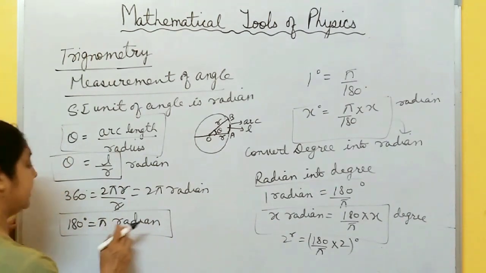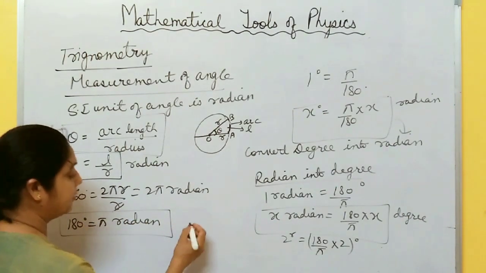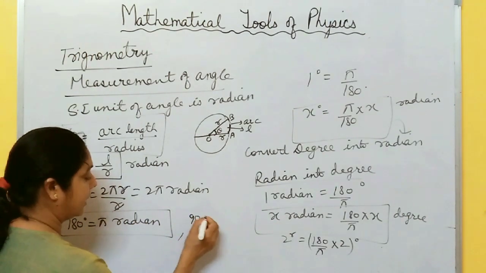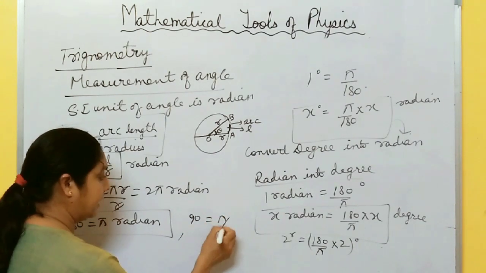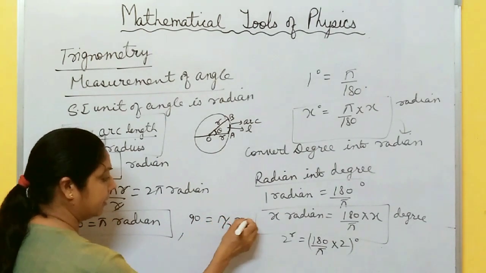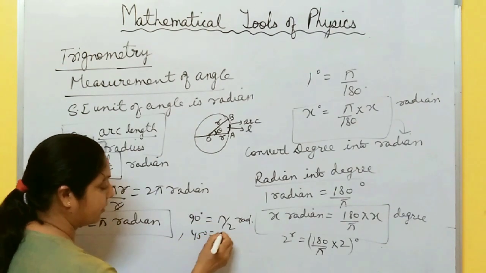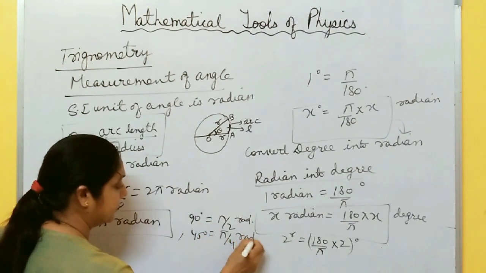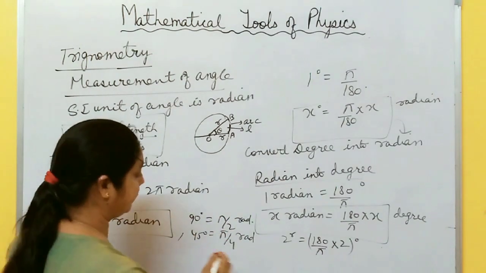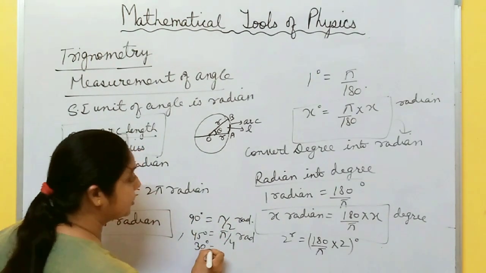You know 180 degree is pi radian. In the same way, you divide by 2, so 90 degree you write pi by 2 radian. Okay, for 45 degree you write pi by 4 radian. You remember these things. For 30 degree, how much radian?